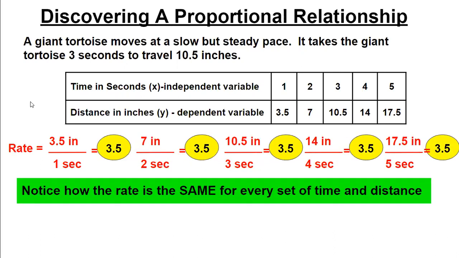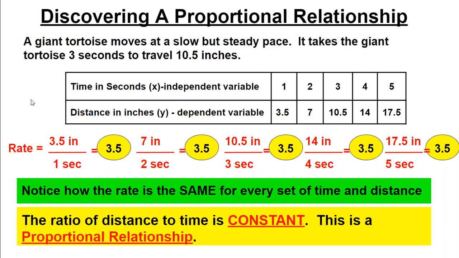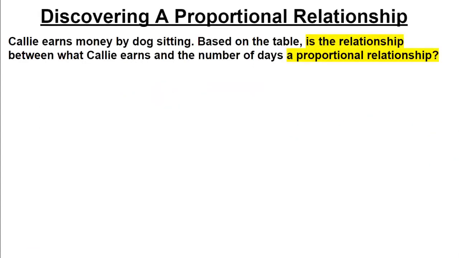So there's the rate. It's the same every time, right? So the ratio of distance to time is constant. This is a proportional relationship. A proportional relationship's definition, remember from the first slide, is that the rate is constant. The ratio of distance to time is constant. Okay. Let's look at another example.